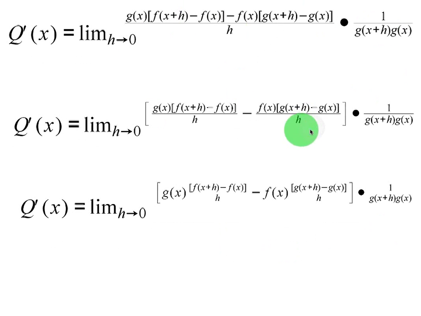Then we're going to pull a g of x out of that one and an f of x out of that one. And now you can see this right here is f prime, and over here is g prime, because it's g of x plus h minus g of x over h. So basically what we have is g f prime minus f g prime, and we'll talk about that in a second.